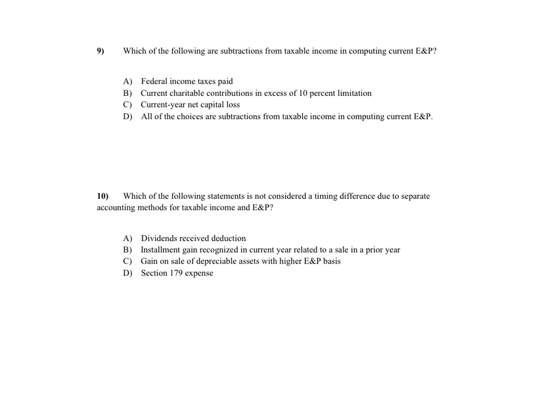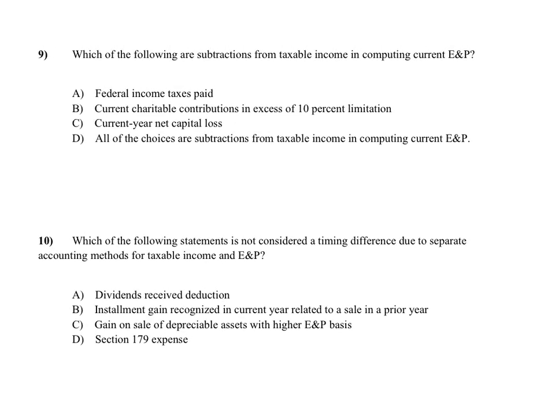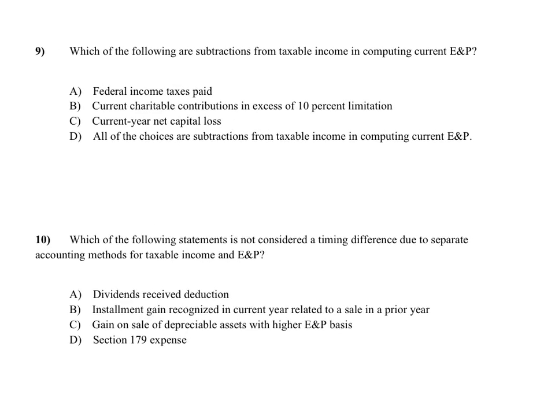All right. So now we roll on to the last two problems. We've got numbers 9 and 10. All right, so here we are. Number 9 is purely conceptual. So which of the following are subtractions from taxable income in computing current earnings and profits? And then you have some choices.